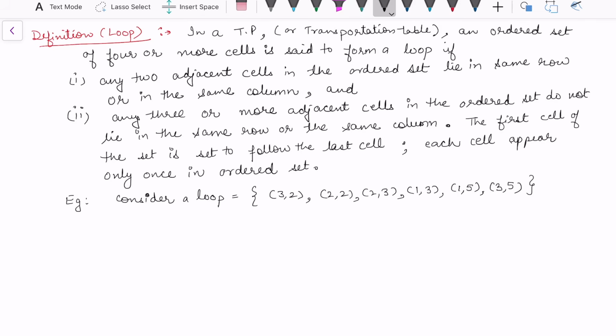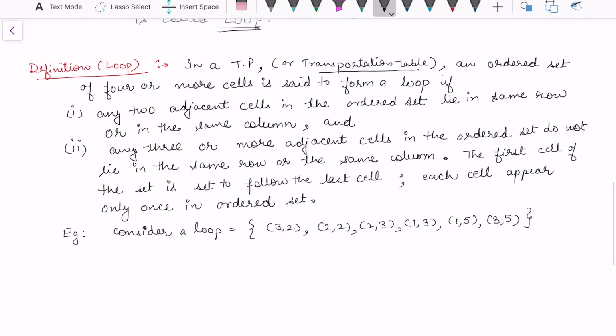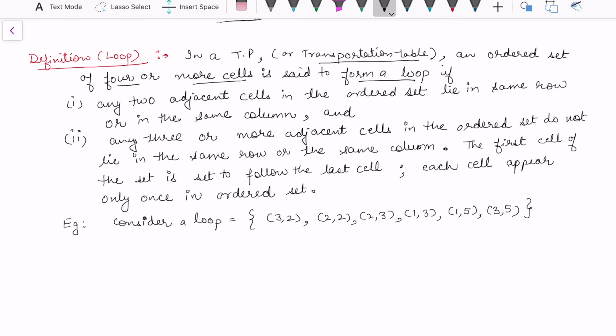Let's see the formal definition of the loop. In a transportation problem, or we may say the transportation table, an ordered set of 4 or more cells is said to form a loop. So a loop must have a minimum of 4 cells. And a loop has the normal meaning: it has to be a closed thing, not open. Any two adjacent cells in the ordered set lie in the same row or the same column. And any 3 or more adjacent cells in that ordered set do not lie in the same row or same column, although a loop can involve any number of cells.